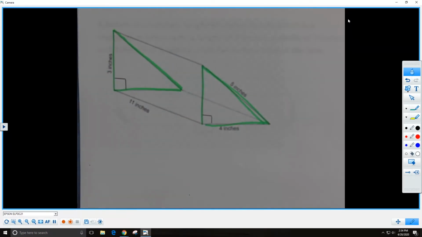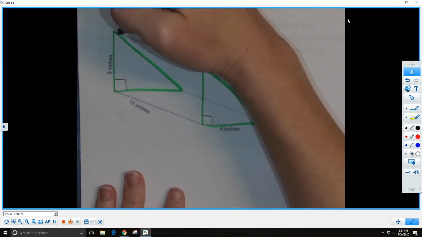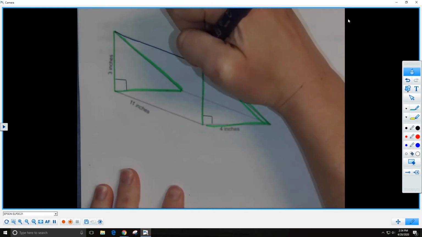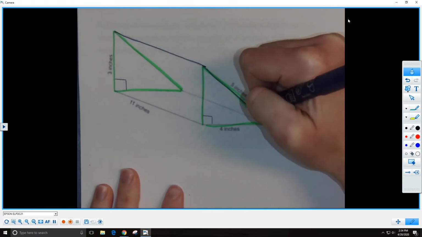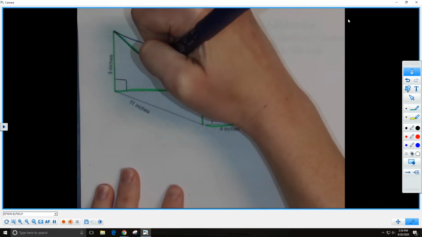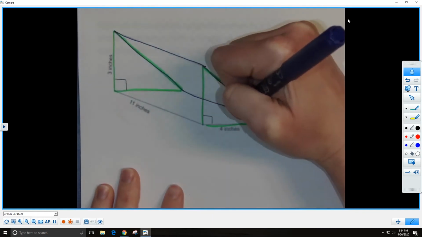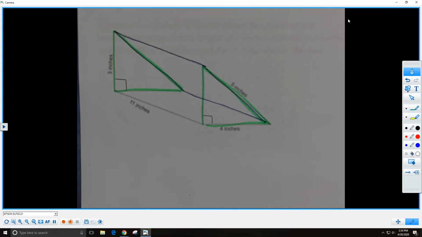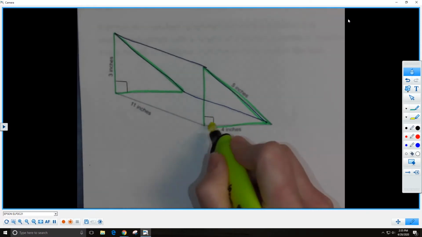Okay, and those have a base of 4 inches and a height of 3 inches. We have one rectangular face that is 5 by 11. That one I'm doing here for you in blue. 5 by 11 there. Okay. We have one rectangular face that is 4 by 11, which is here.